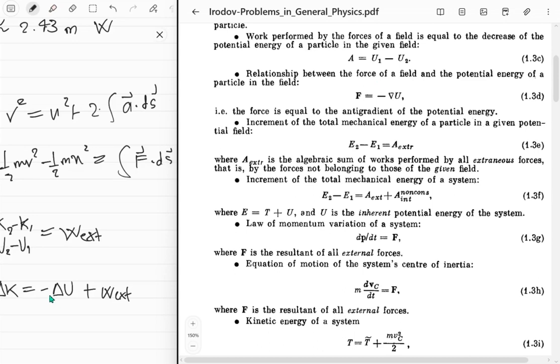So negative delta U is negative of U2 minus U1, which is just U1 minus U2, which is the work done by the field. So work done by the field plus work done external. Of course, that is the work done on this particle by all of the forces, right? And that's why delta K, which is from the work energy theorem.